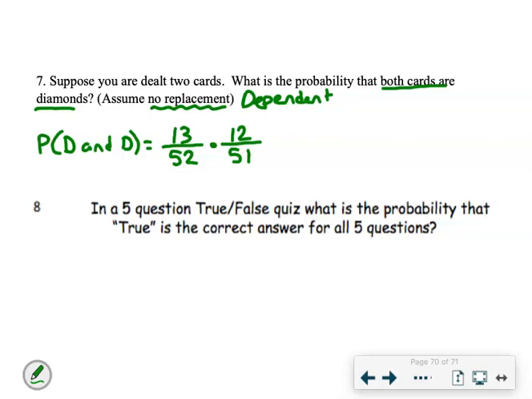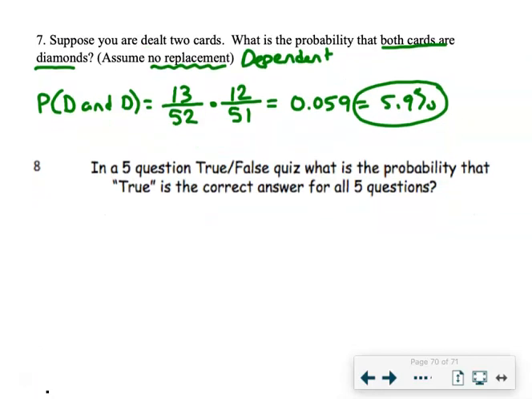total cards left. If you punch that in, you get 0.05, and then I get 8, so I'm going to round the 8 up to a 9. So this is 5.9%. That's your probability that both of your cards are the same suit, which is diamond. They're both diamonds.